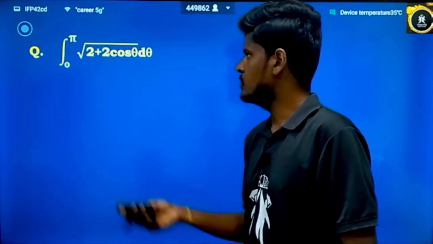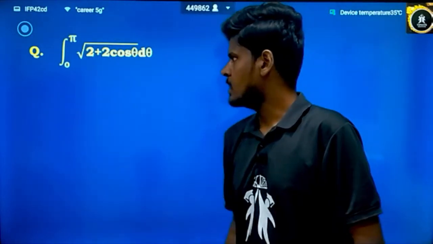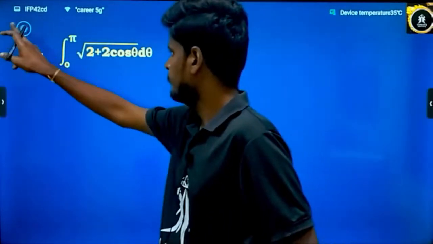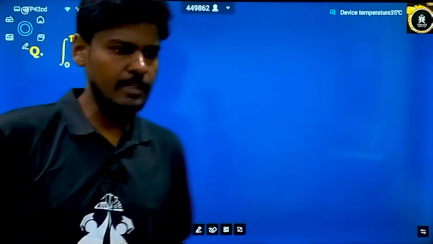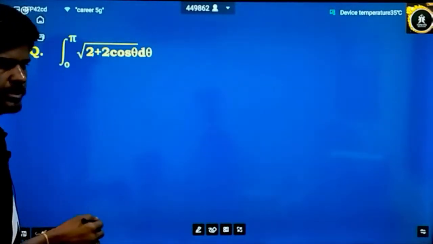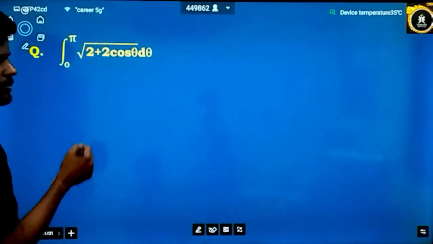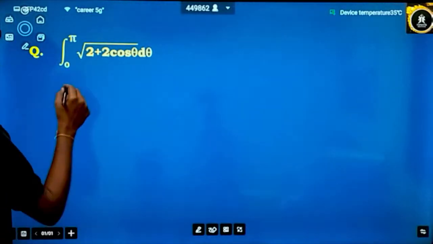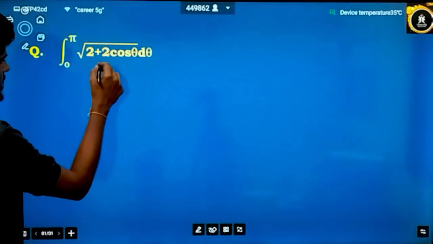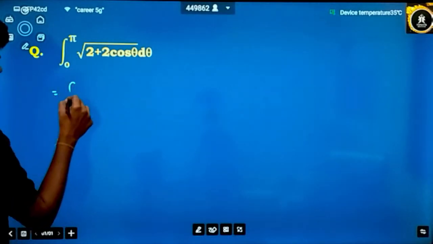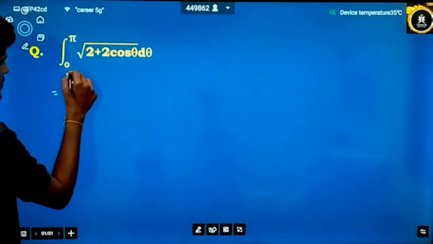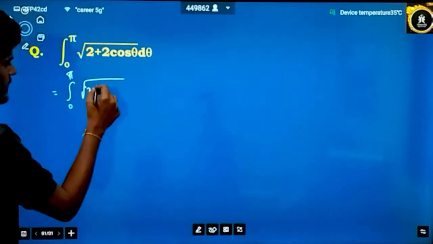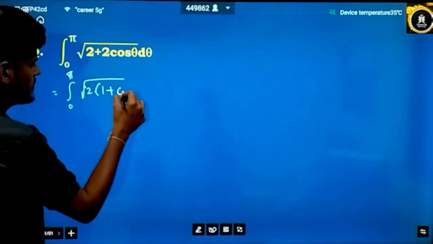Next is the integral between 0 to pi of square root of 2 plus 2 cos theta d theta. Okay. Another good question. Now what we are going to do is first write this expression as the integral between 0 to pi of square root of 2 into, we can take this as, 1 plus cos theta.